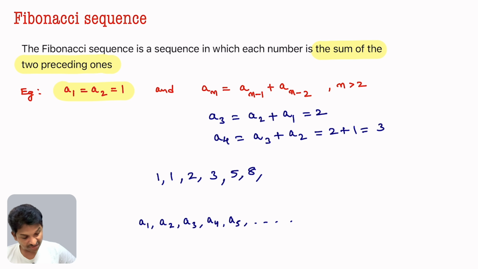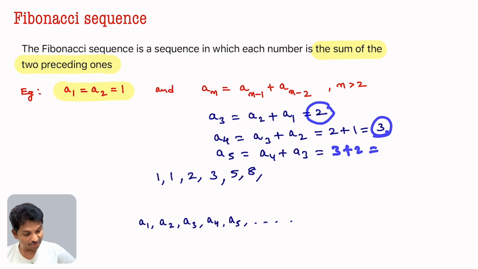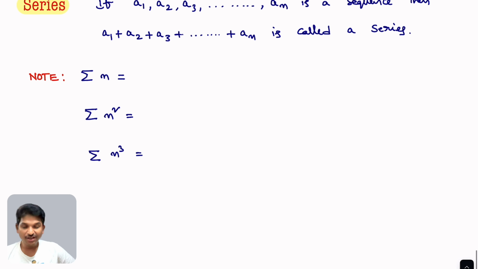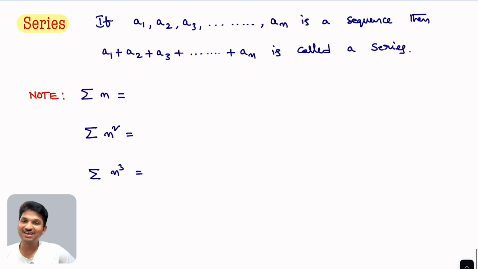Suppose if you want, you just check this one. A5 is there. A5 is what? Put n equal to 5 here. A4 plus A3. A4 is what? A4 is 3. A3 is what? 3 plus 2. 3 plus 2 is what? 5. Same thing you got, right? I hope you understand. What is the Fibonacci sequence? In a Fibonacci sequence, if you know the first two terms, the remaining terms you can write very easily, right? Now we came to the last slide of this class.